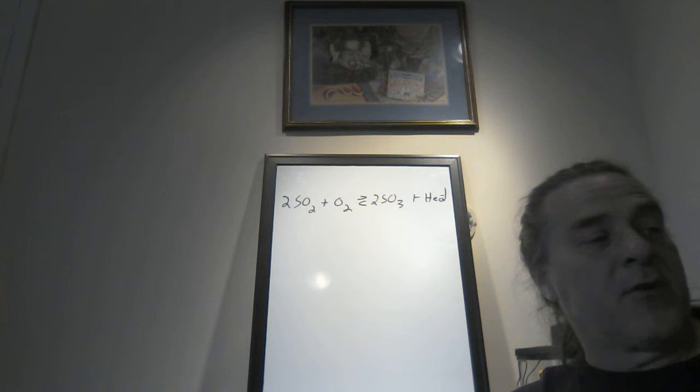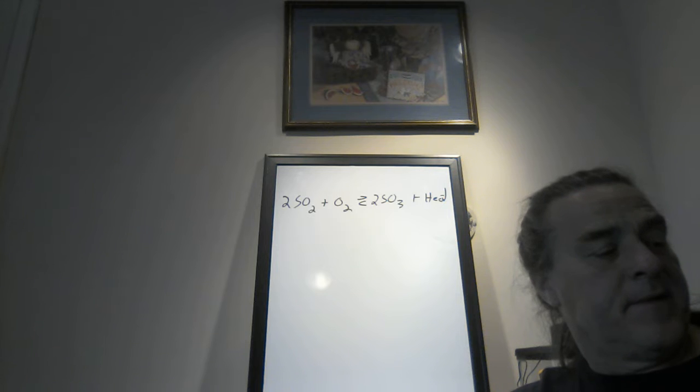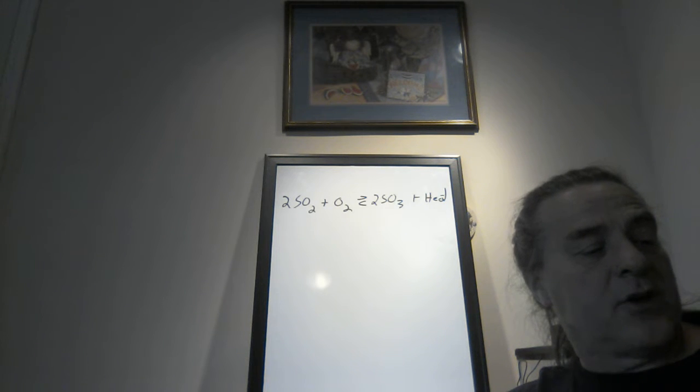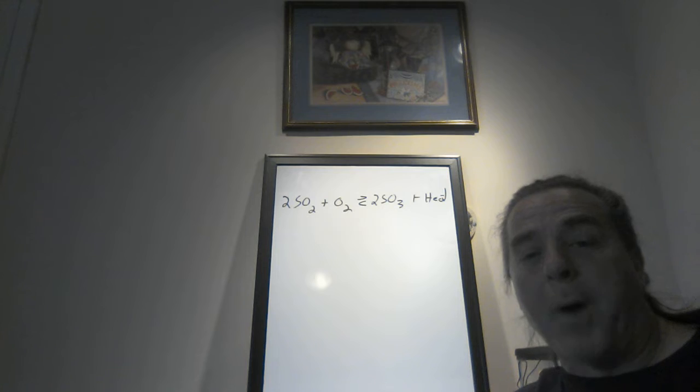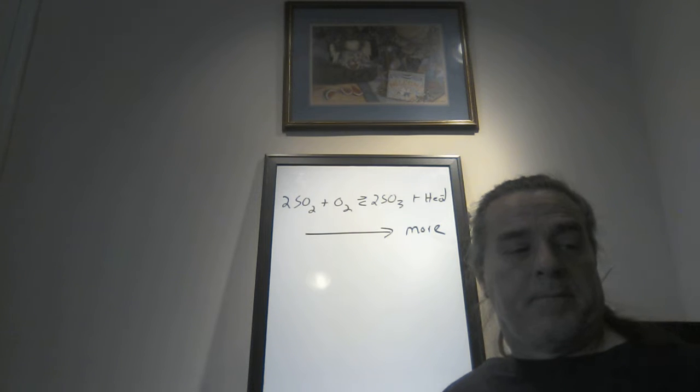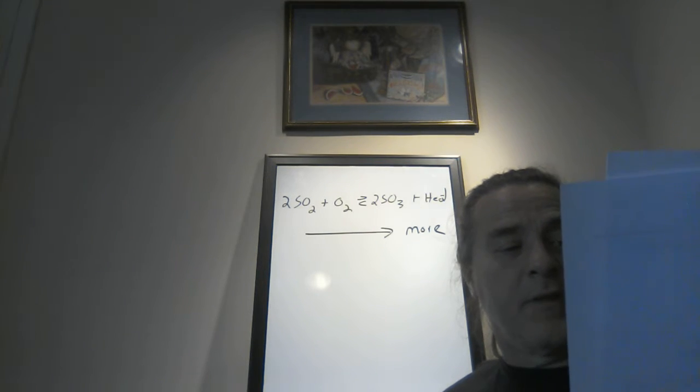It says that we need more SO3, right? It doesn't say they're increasing the SO3. It says SO3 may be increased by. So we want the reaction to go to the right, so this side becomes more. These will become less in the process, but you might have to add more of one than the other.